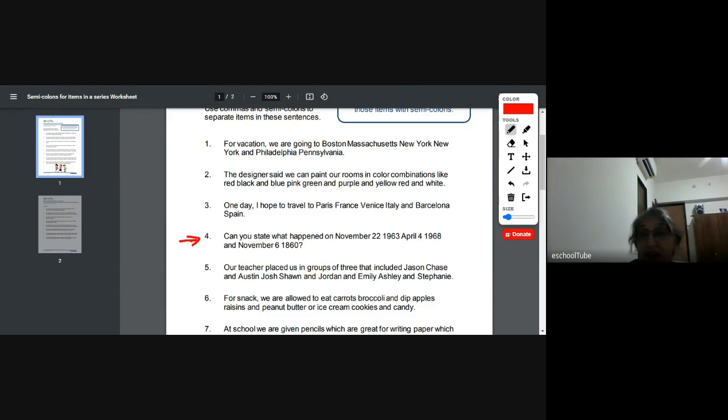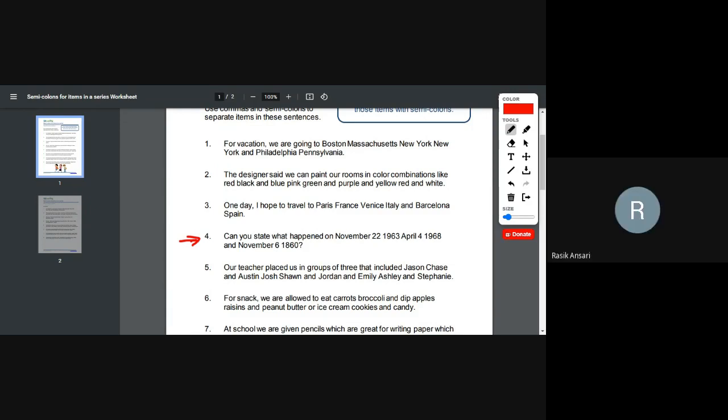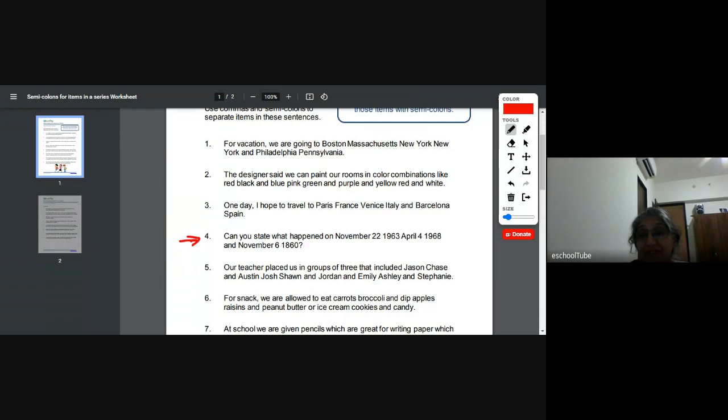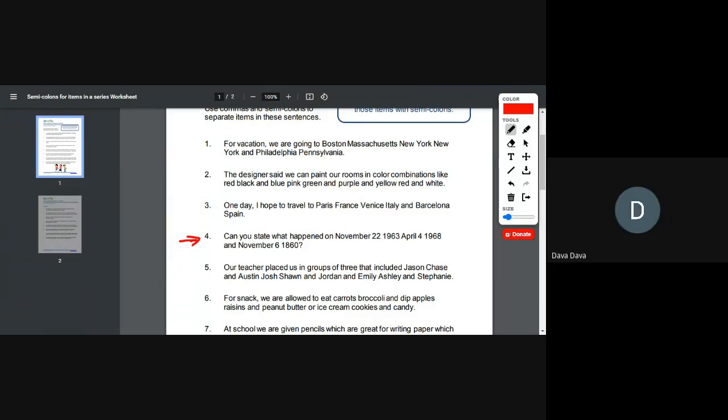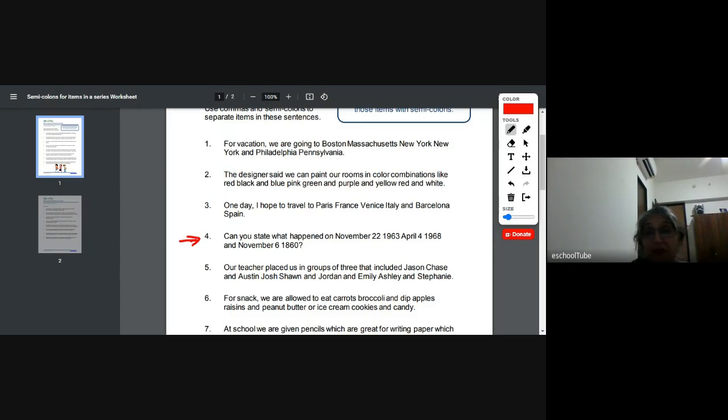Mr. Dawa Dawa, कहाँ पे हो? Sharad, unmute yourself. यहीं पे हूँ। Sharad. हाँ, where were you? Can you state what happened? आपका unmute नहीं हो रहा था क्या?